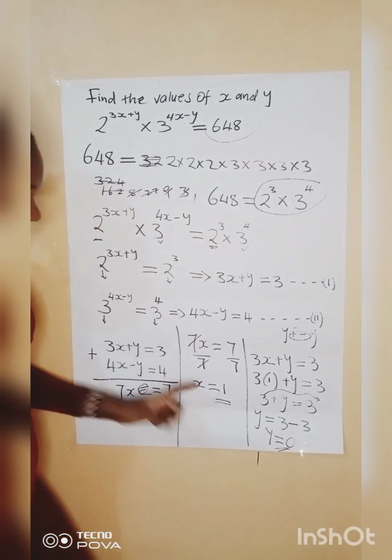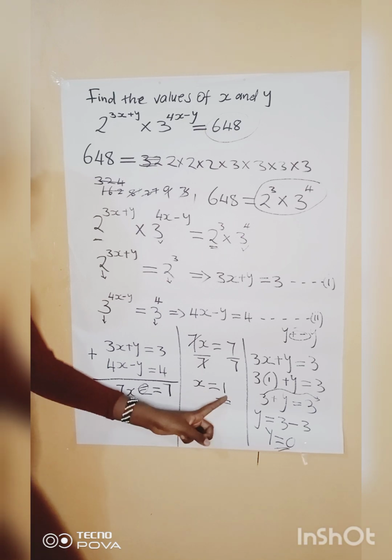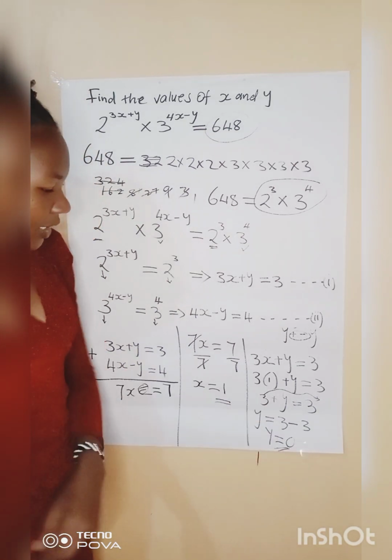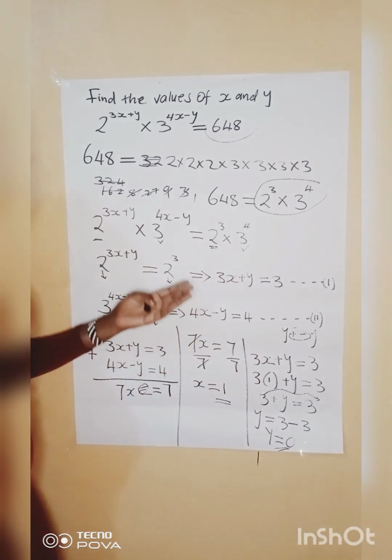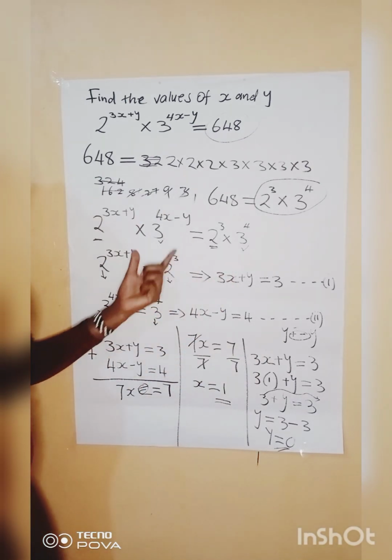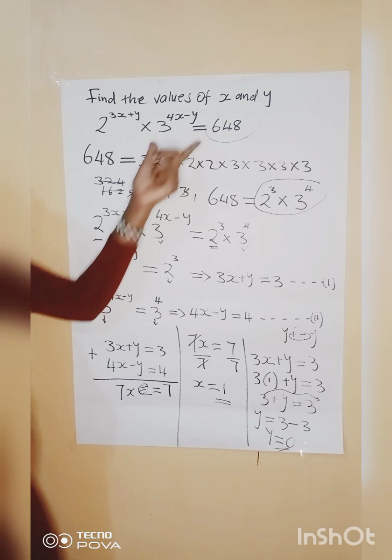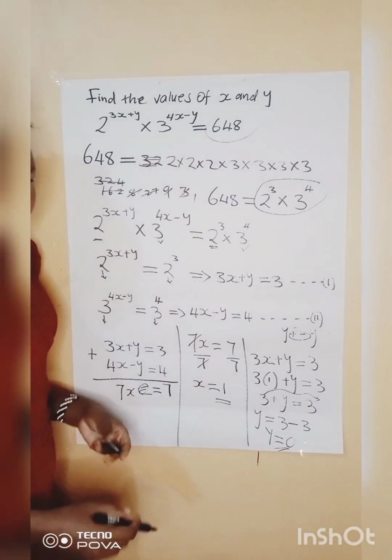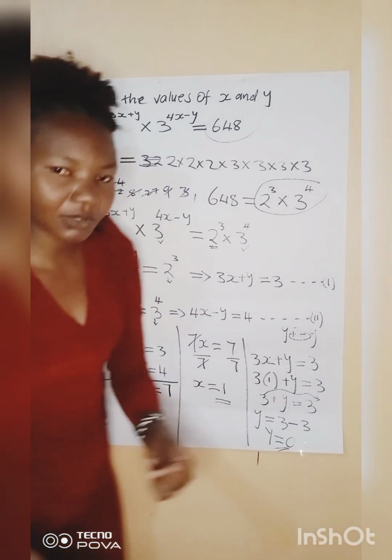So we have the value of x as 1, the value of y as 0, and that marks the end of this question here. Now you realize that this was just a combination of indices and simultaneous equations. Now that marks the end of our question.